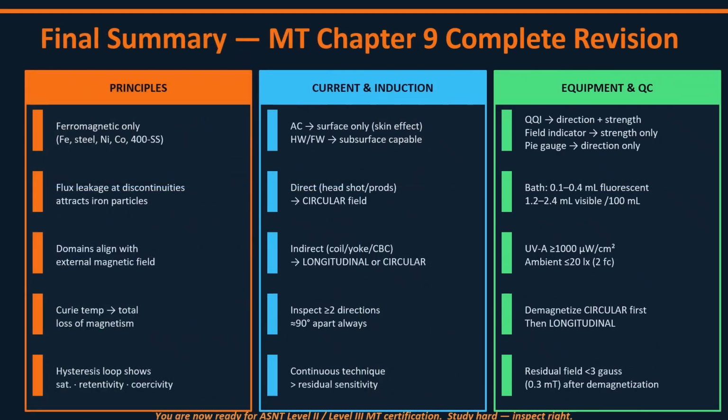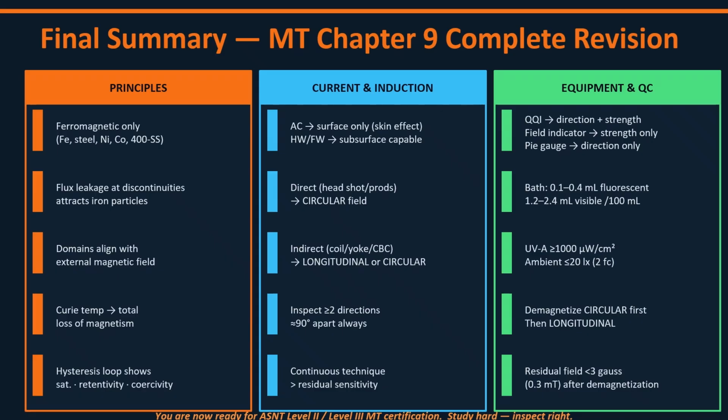This final technical summary brings the entire chapter back to the fundamentals. First, MT requires a suitable ferromagnetic material. Second, the component must be magnetized in a way that produces useful flux leakage from the discontinuity of interest. Third, particles must respond to that leakage under controlled surface, bath, and lighting conditions. AC is strongly surface-oriented because of the skin effect. Half-wave and full-wave rectified systems provide greater subsurface capability, depending on the equipment and procedure.